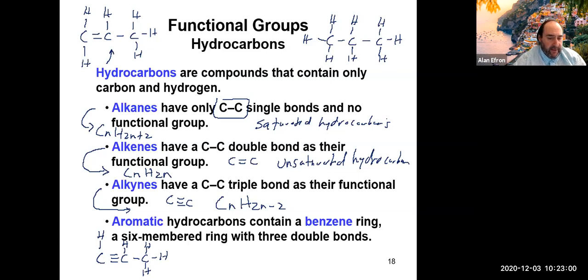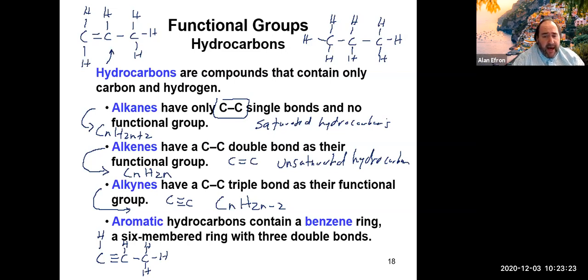So those are three important functional groups. Carbon-carbon single bond and alkanes, those are saturated hydrocarbons. Carbon-carbon double bond and alkenes, those are unsaturated because they have at least a double bond. And carbon-carbon triple bond and alkynes, also unsaturated because they have a triple bond in that particular case.